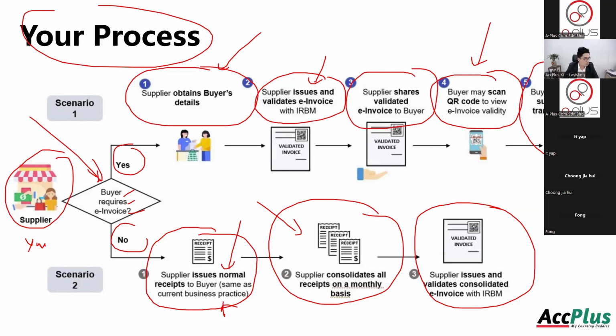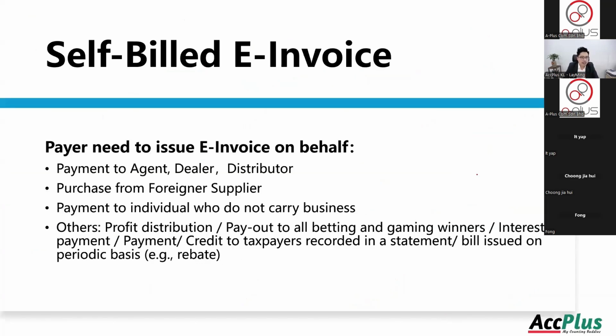This is the two different process. So after the e-invoice era, you have to decide whether you want to use this route or another route. Okay, it depends on your buyer. Okay, this depends on your buyer. And there is one more thing, the self-bill e-invoice.